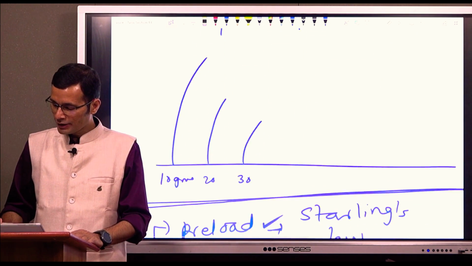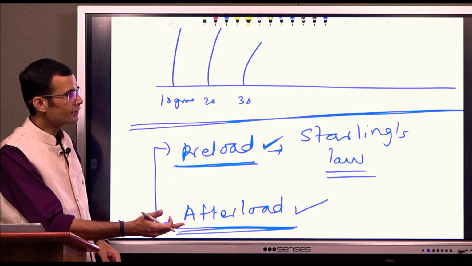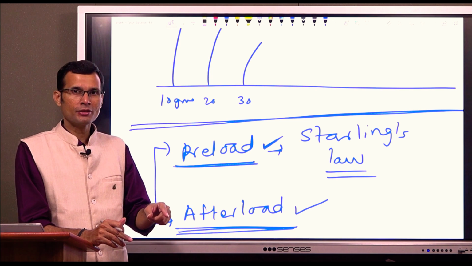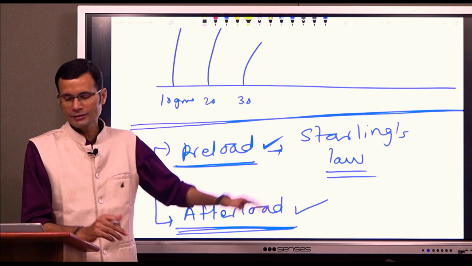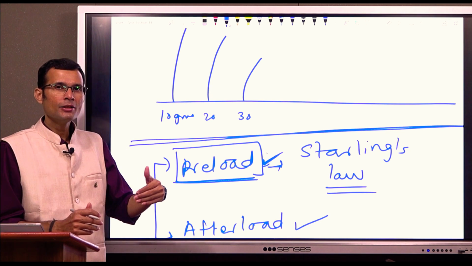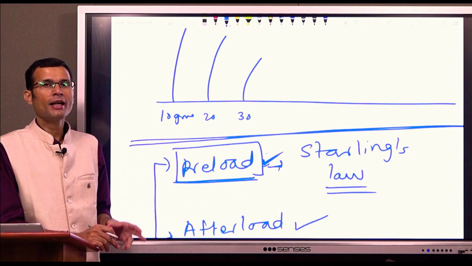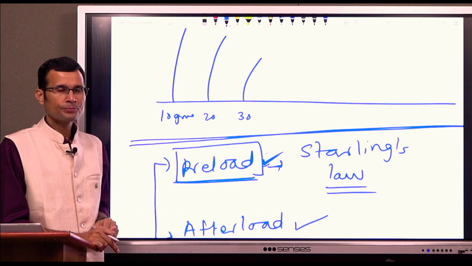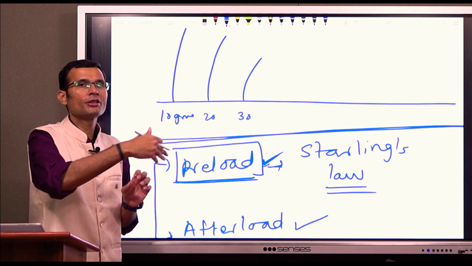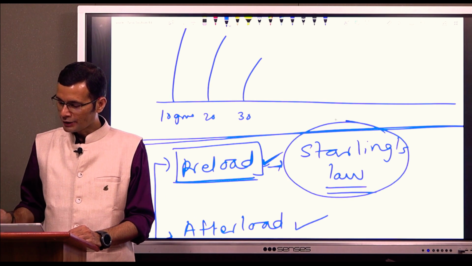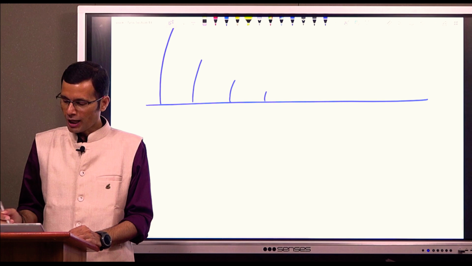Muscle fiber length increased, sarcomere length increased, and we all know that the more the increase in length, the stronger is the contraction within physiological limits. That is Starling's law. So preload is slightly more beneficial in that sense that it will generate stronger contraction, up to a certain physiological limit, by Starling's law. So, this was the afterload.